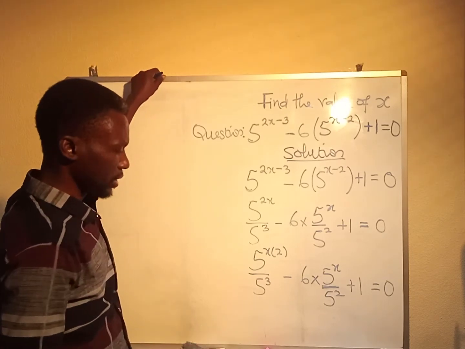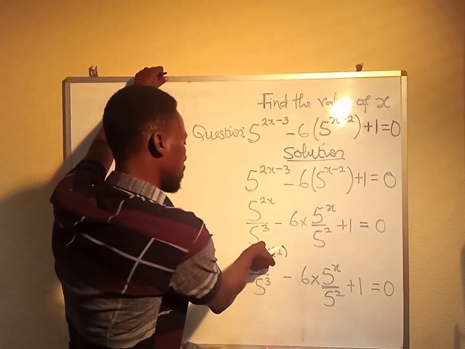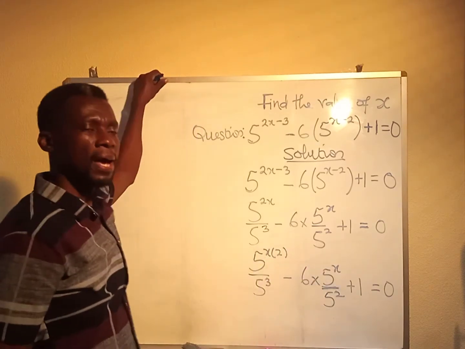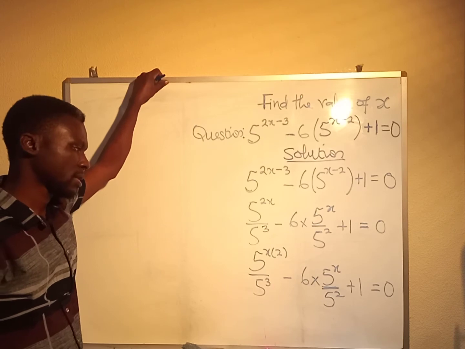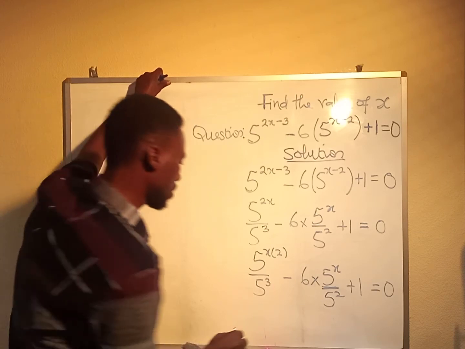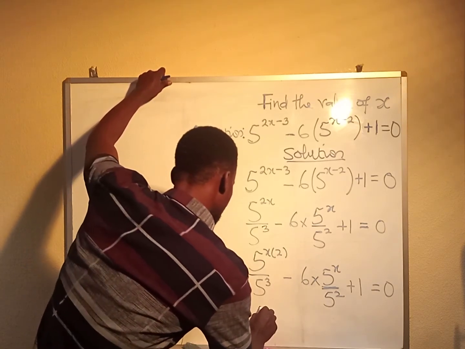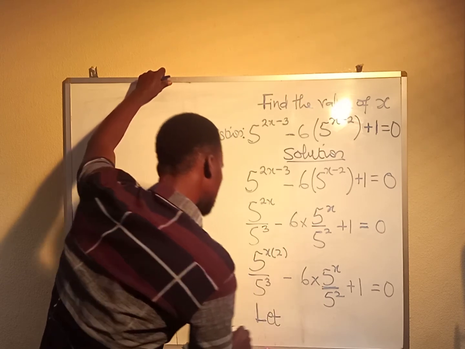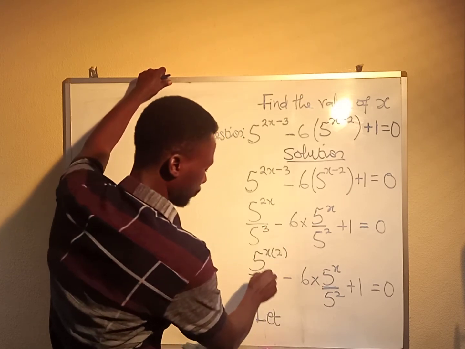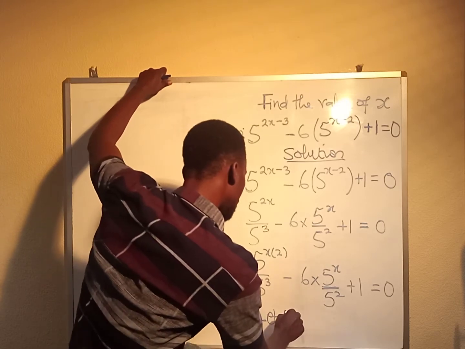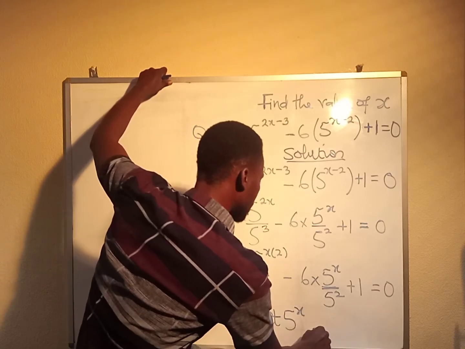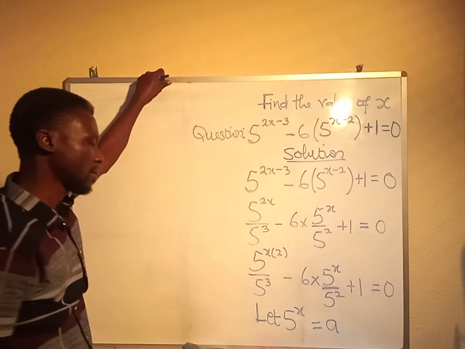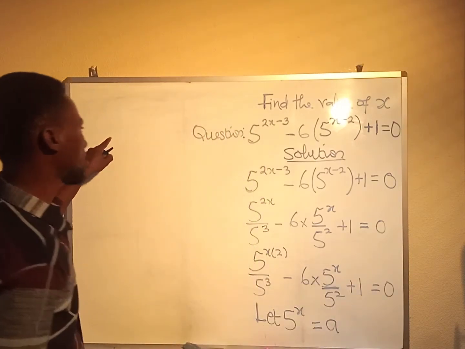Now, since we have 5 raised to the power x here and 5 raised to the power x here, let's denote 5 raised to the power x by any letter of our choice. So let's say a. Let 5 raised to the power x be equal to a. All right, so we have a. So now let's come here and continue.